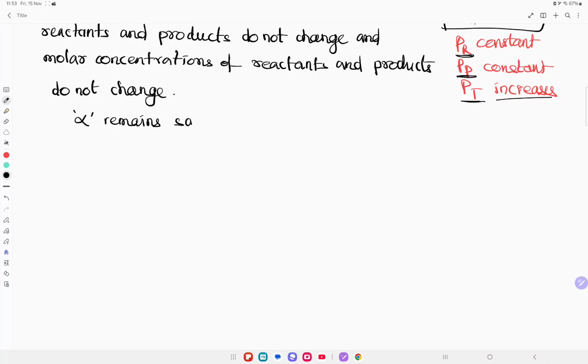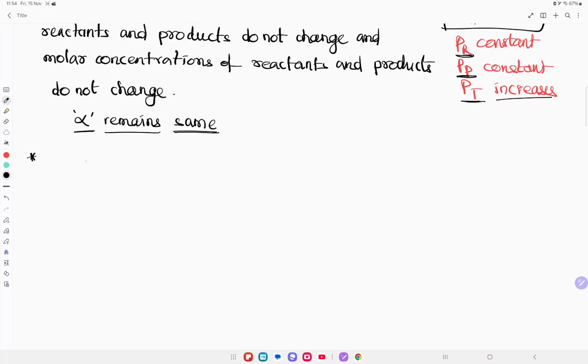Alpha remains the same, as the partial pressure of reactant does not change, the partial pressure of product does not change, and the molar concentration does not change. Alpha remains the same because alpha depends on the molar concentration of reactant and the partial pressures of reactant only. That is my point.